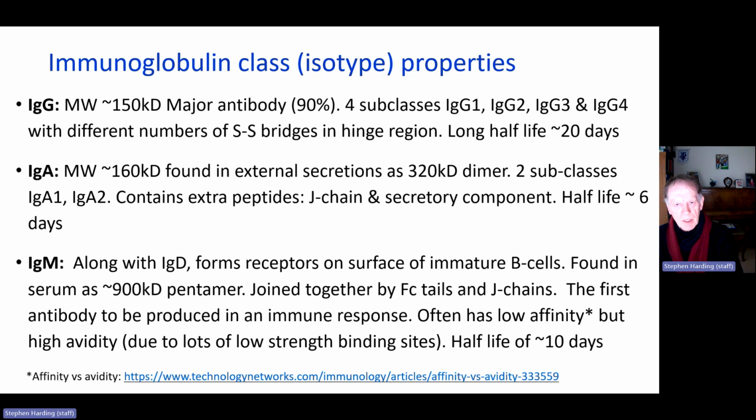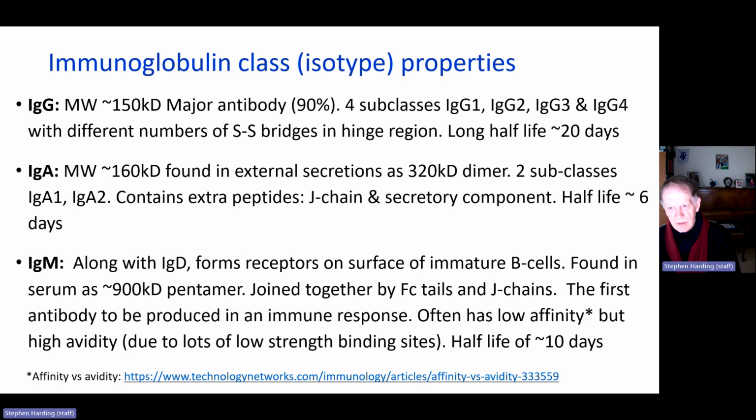And here are some properties of the different isotypes or classes. IgG, molecular weight, it's about 150 kilodaltons, although the G3 will be a bit larger than that because of its longer hinge region, maybe 165 to 170 kilodaltons. This is the major antibody in blood anyway, 90%.